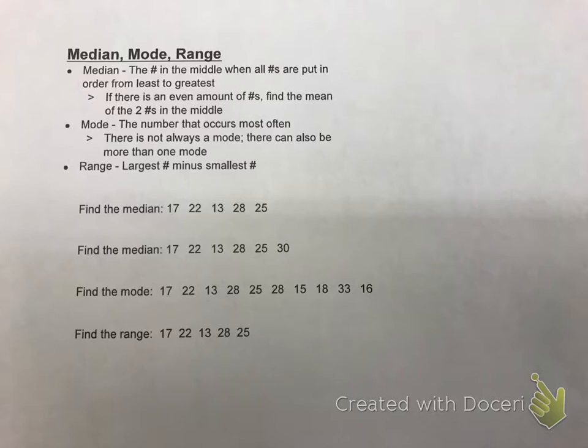The range is the largest number minus the smallest number. So let's take a look at the first example and let's find the median. The first thing that we have to do is put these numbers in order from least to greatest. So let's do that.